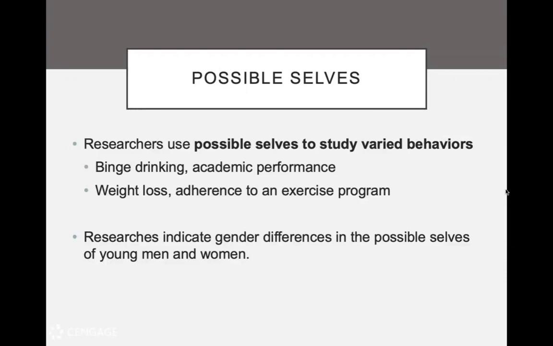So researchers used possible selves to study varied behaviors like binge drinking, academic performance, weight loss, adherence to exercise programs. If you believe that your future self is going to overcome binge drinking, is going to be really good academically, is going to lose weight, then you will. Researchers also indicate gender differences in the possible selves of young men and women.